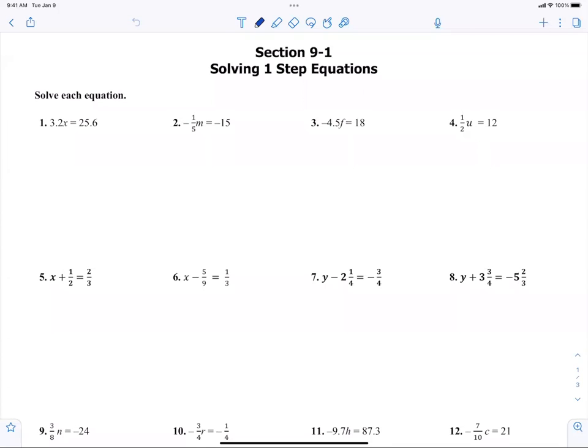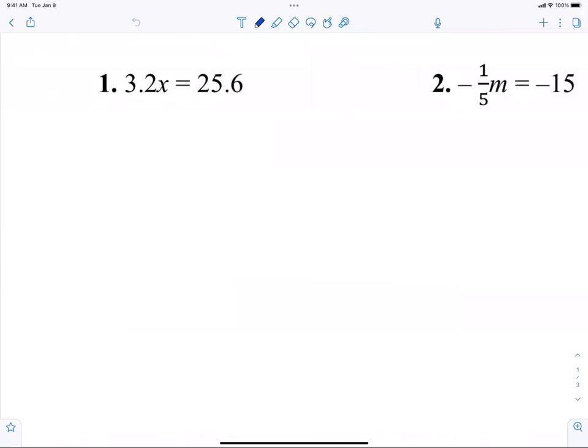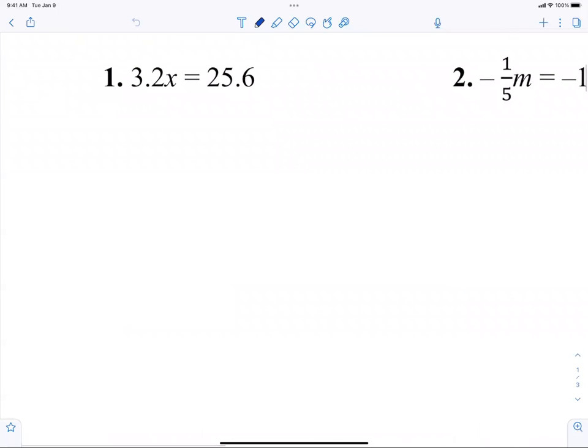Okay. Now, solving a one-step equation. You're just doing the inverse. We've discussed this, so everybody should remember. How am I getting rid of 3.2? Divided by 3.2. Yes, I want everybody to put divided by 3.2 and then divide by 3.2.